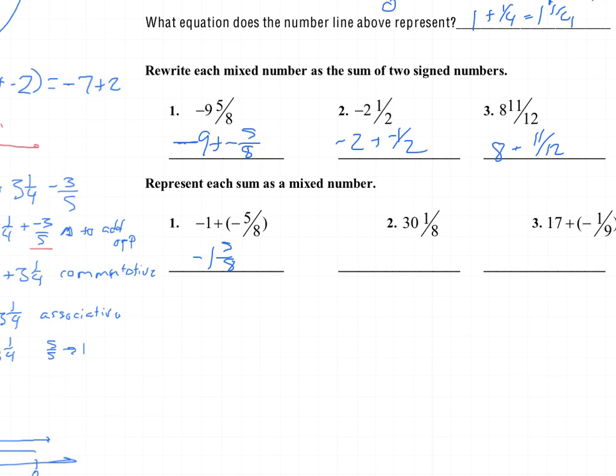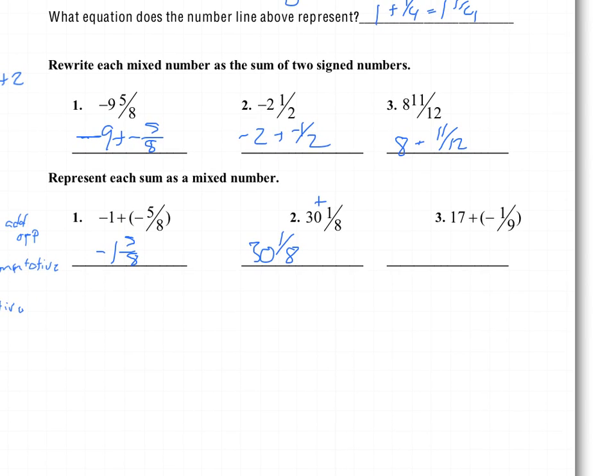Looks like this one on your paper is supposed to be 30 plus 1/8, which would be 30 and 1/8. Kind of gave away that one there in the work. And finally, this one should be negative 17 and 1/9, because those again are going both in the same direction.